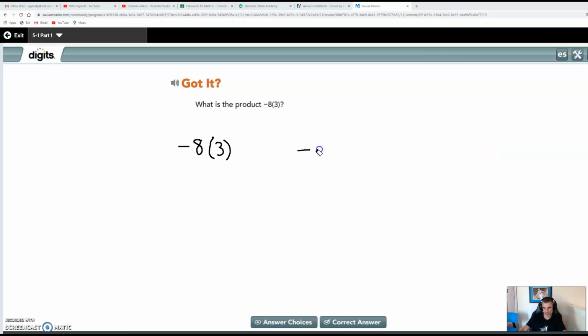All right, so if I think about my different rules here, I have a negative 8. Now, there's no plus sign here, right? When you have a number that's just written by itself with nothing next to it, like 3, that's a positive 3. So the signs are different, so my answer is going to be negative. So I put the negative first, and then 8 times 3 is 24. So I handle it in 2 steps. What is the sign of my answer? And then what is the answer itself?